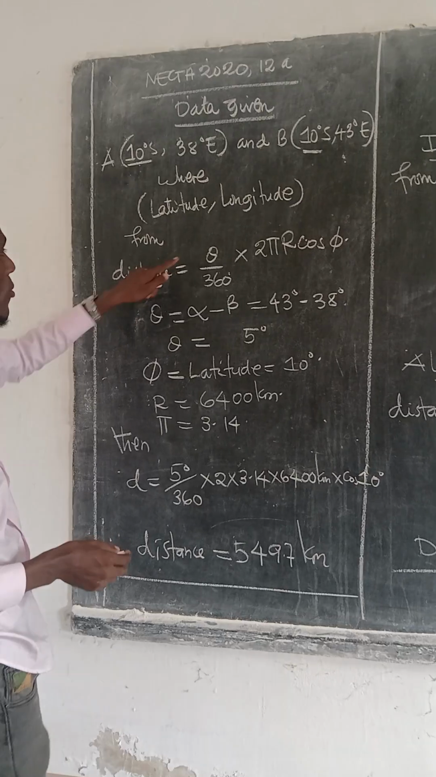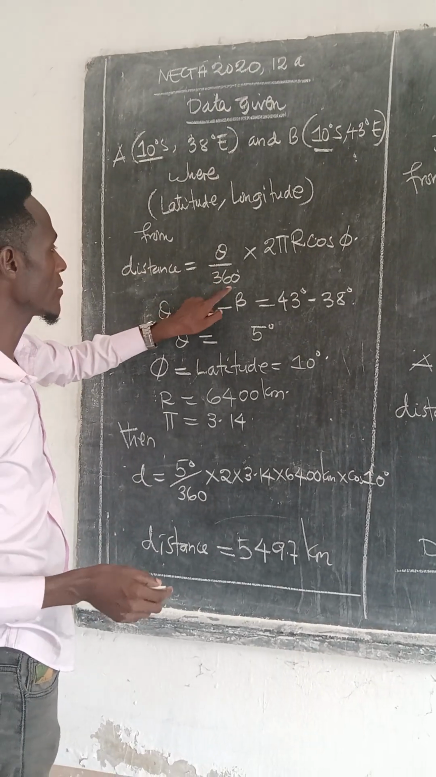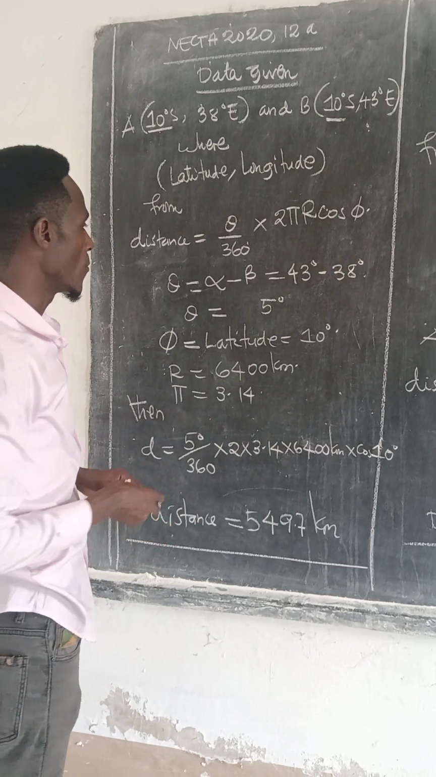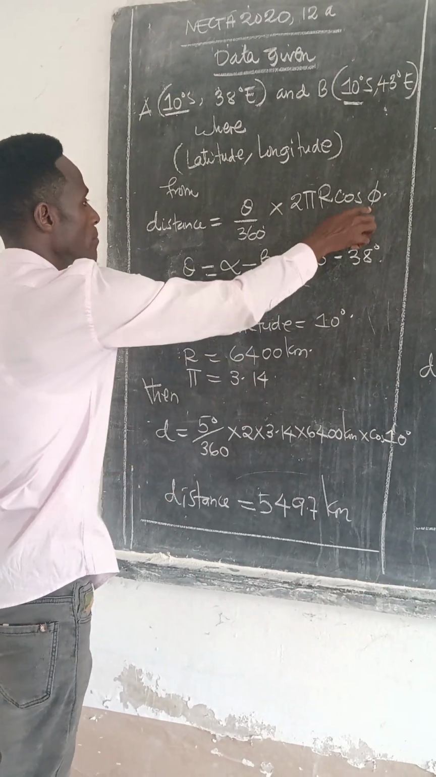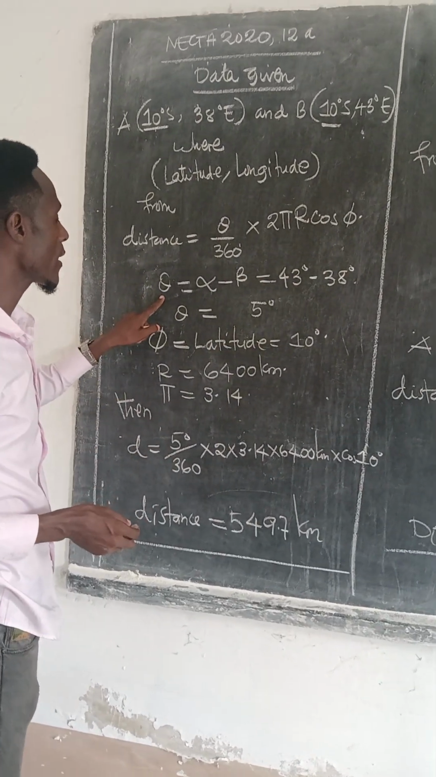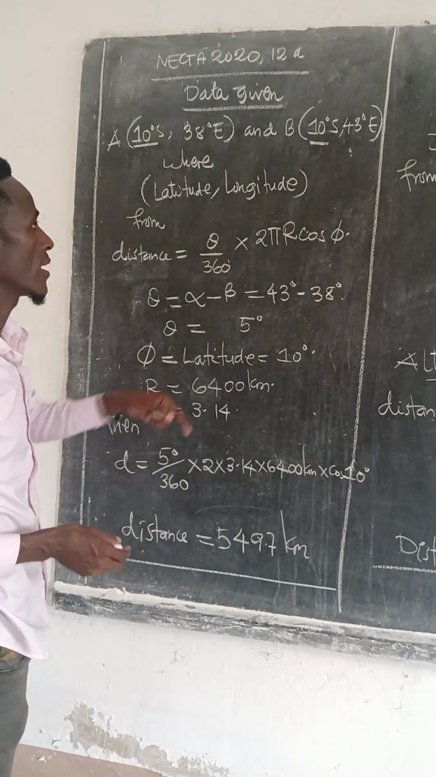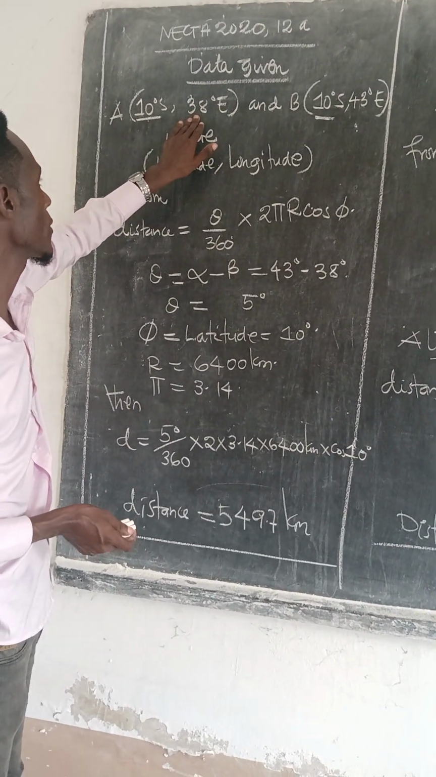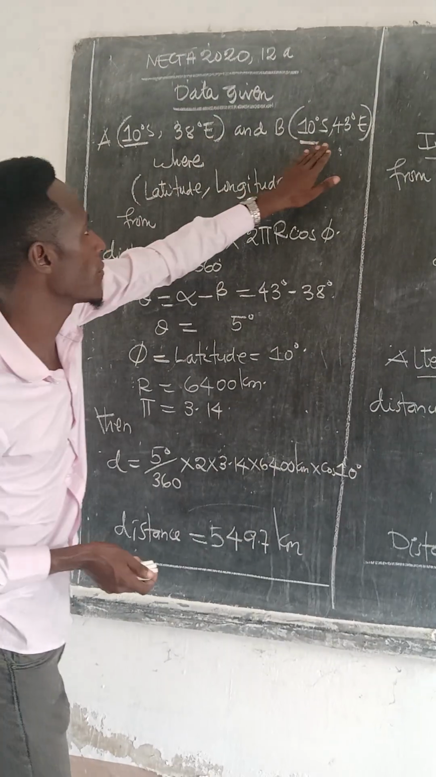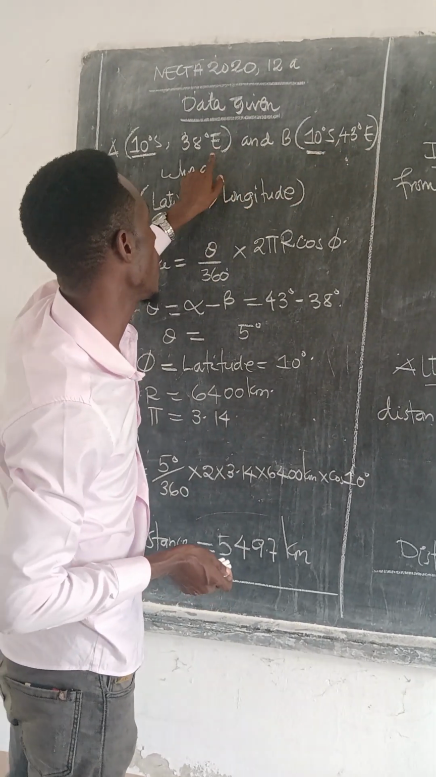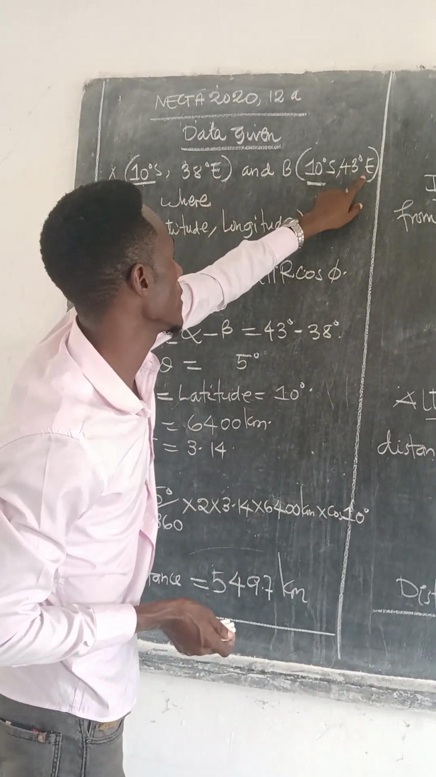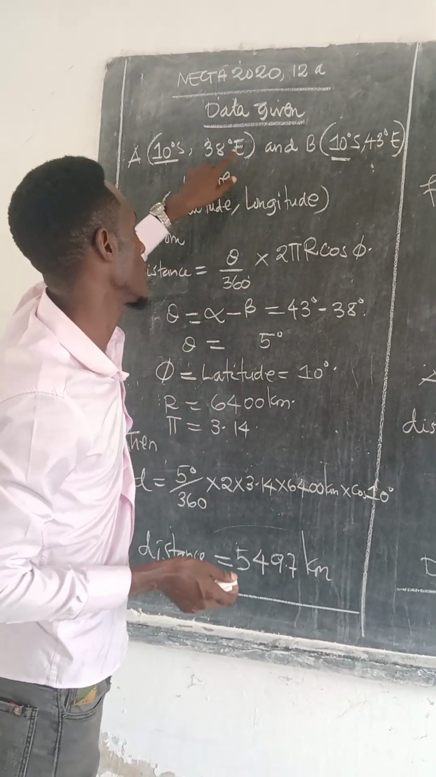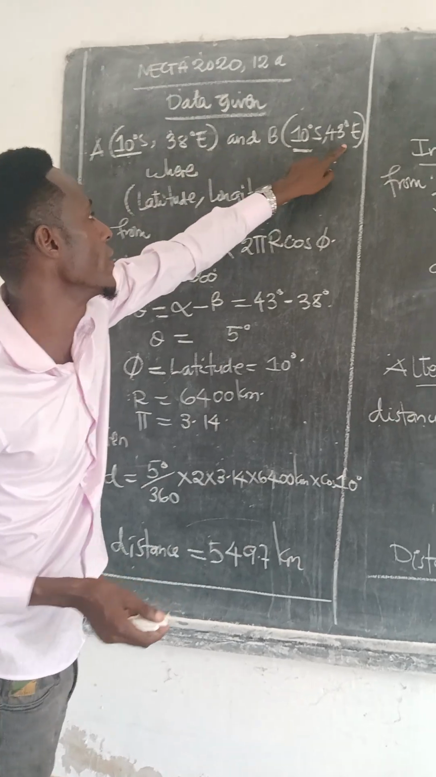So distance is equal to theta over 360 times 2 pi R, this radius of the sphere, times the cos of phi. So theta is alpha minus beta. You just consider the remaining values on these longitudes. We have this 38 and we have this 43. So they are all east. This is east and this is east. If you find these directions are the same, just east and east.